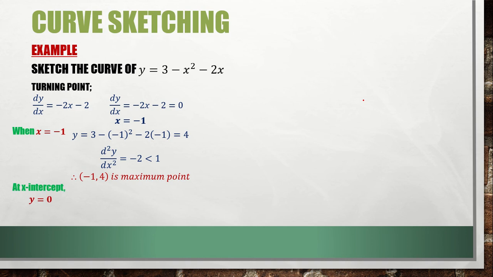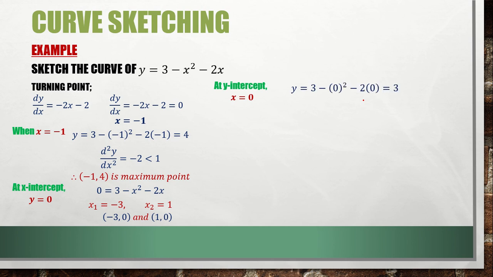So at the x-intercept, when y is equal to 0, if you solve that using your quadratic formula or other methods that you know, completing the square, all of them, you'll have that. So the points that you're working with at the x-intercept are -3, 0 and 1, 0. At the y-intercept, x equals 0, so my y value is 3. That means at the y-intercept, the point you're working with is 0, 3.